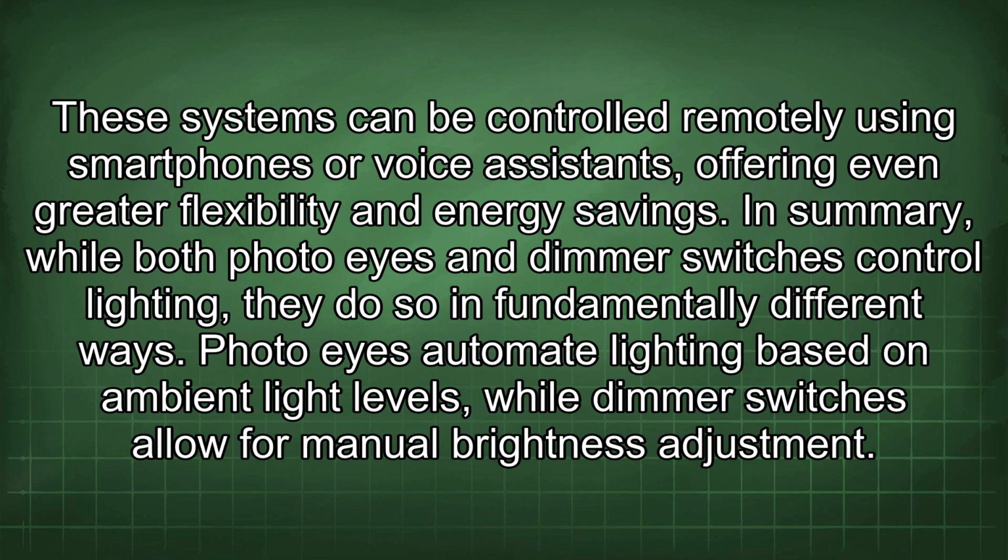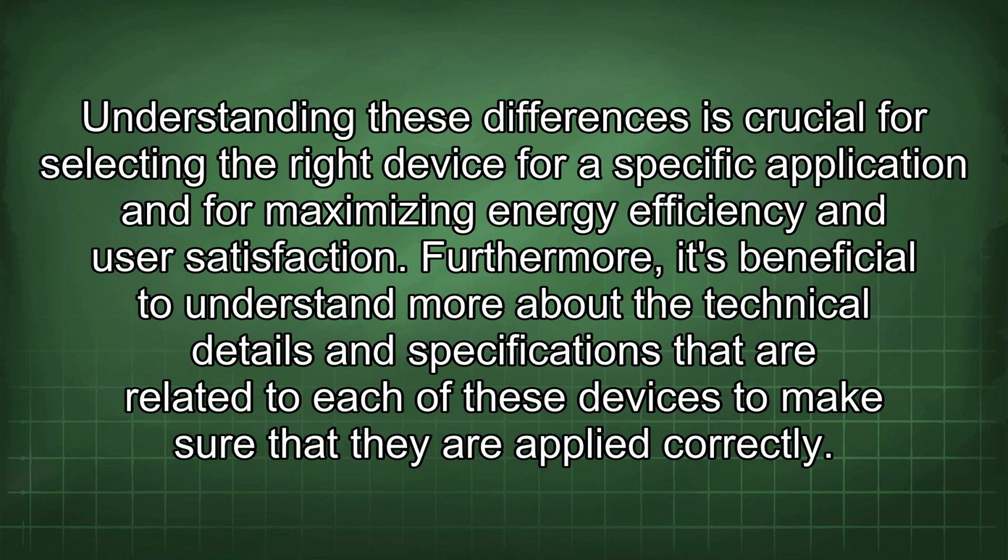Photo eyes automate lighting based on ambient light levels, while dimmer switches allow for manual brightness adjustment. Understanding these differences is crucial for selecting the right device for a specific application and for maximizing energy efficiency and user satisfaction. Furthermore, it's beneficial to understand more about the technical details and specifications that are related to each of these devices to make sure that they are applied correctly.